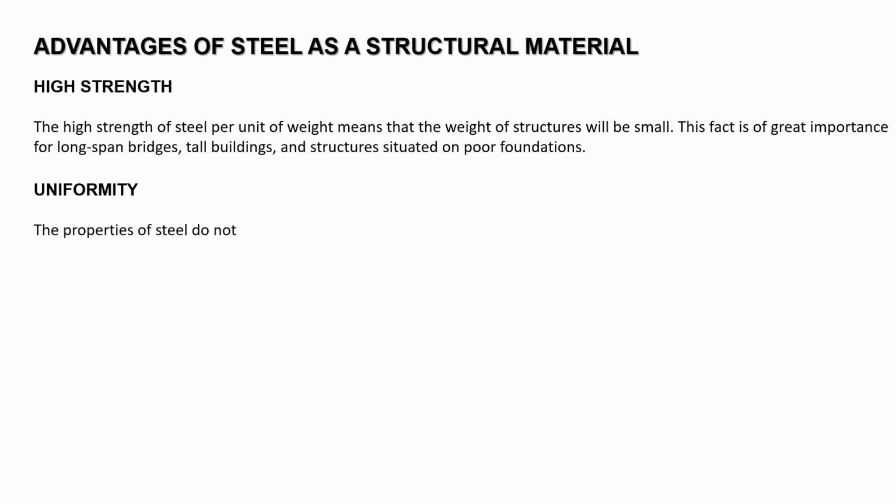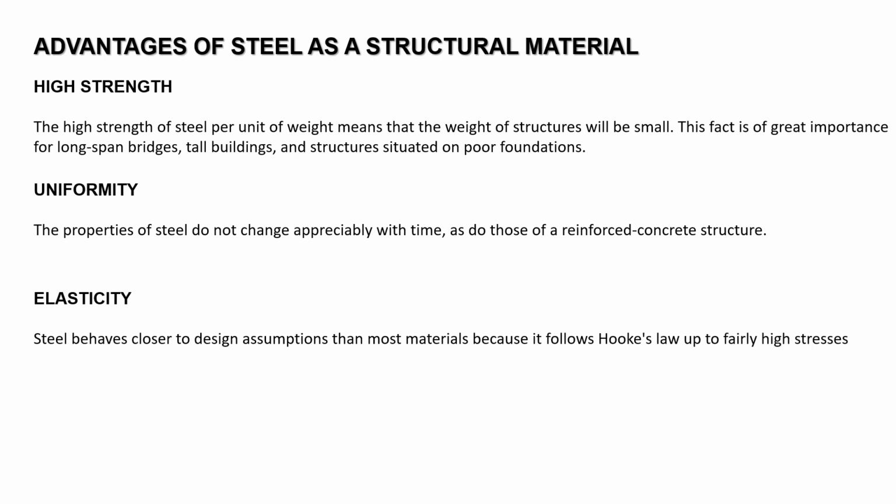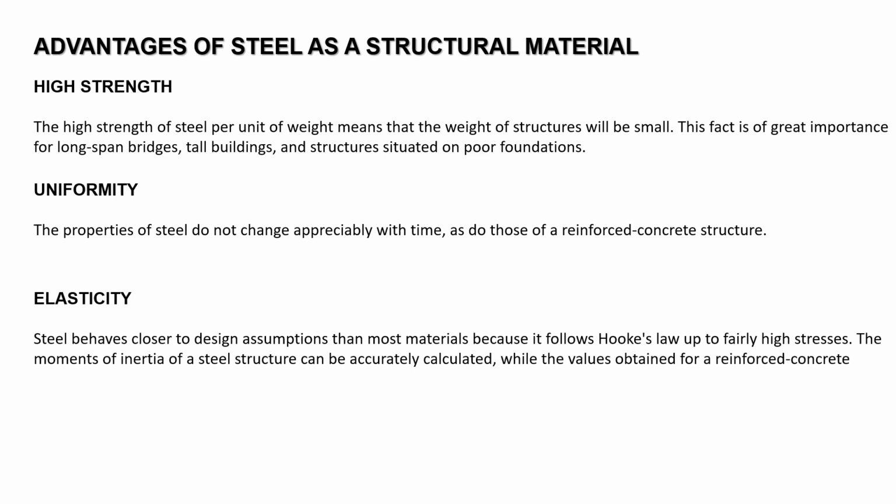Uniformity. The properties of steel do not change appreciably with time, as do those of a reinforced concrete structure. Elasticity. Steel behaves closer to design assumptions than most materials because it follows Hooke's law up to fairly high stresses. The moments of inertia of a steel structure can be accurately calculated, while the values obtained for a reinforced concrete structure are rather indefinite.